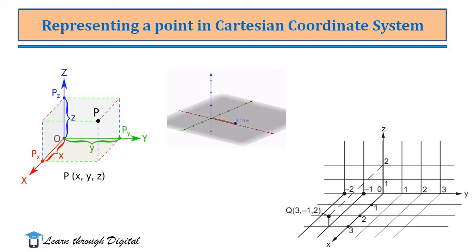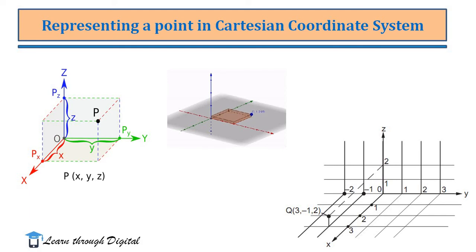Next, we are going to talk about how to represent a point in rectangular coordinate system. A point in rectangular coordinate system is located by 3 coordinates, namely x, y and z coordinates. The point can be reached by moving from origin the distance x in the x direction, then the distance y in the y direction, and finally the distance z in the z direction.